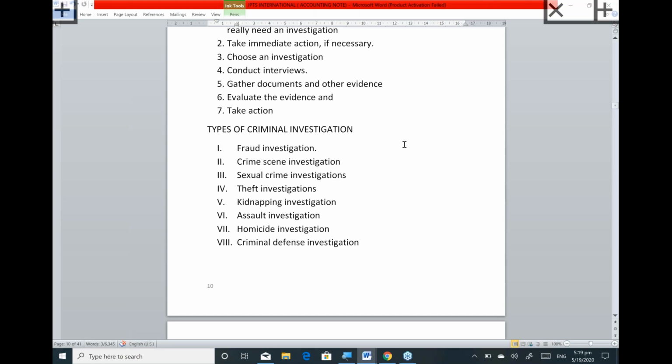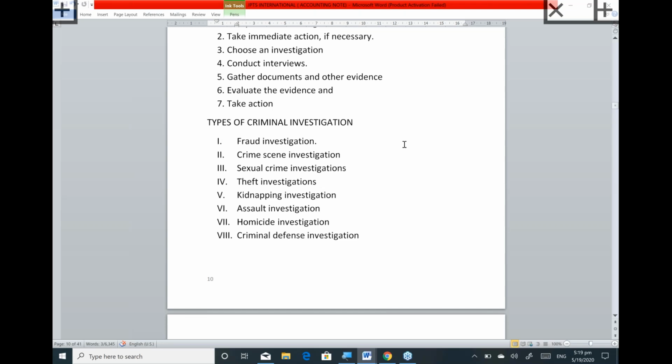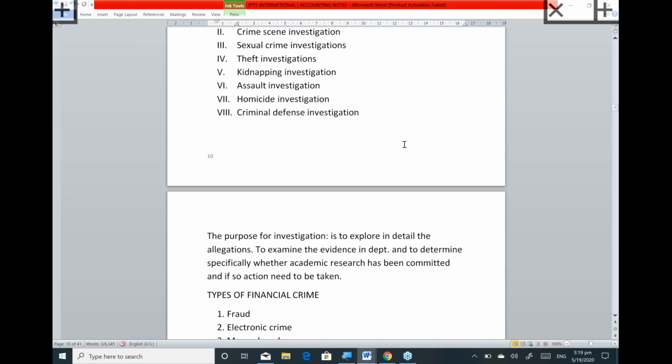Then we have the homicide investigation. We have the criminal defense investigation. Those are parts of the investigation. Then the purpose of investigation is to explore in detail the allegation. Two, to examine the evidence in depth, so that you don't make a mistake. Then to determine whether an offence has been committed, and if so, action needs to be taken. You have to take action.